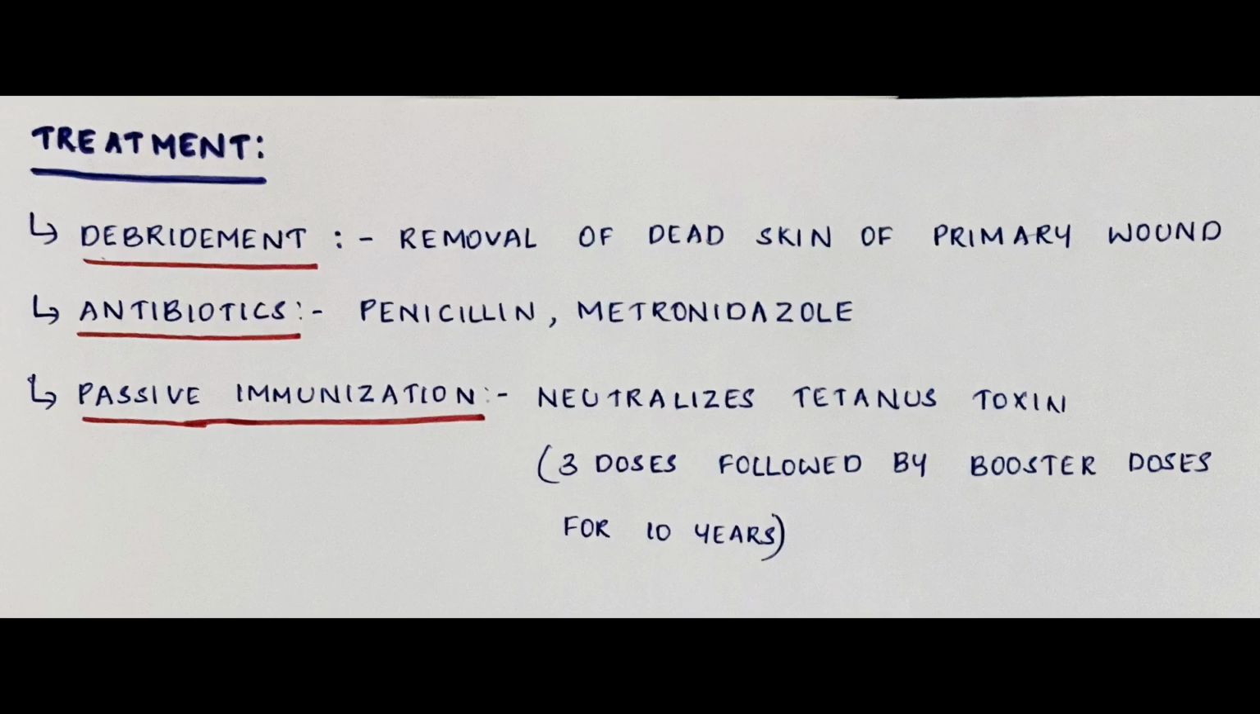Treatment requires debridement, that is, removal of the dead tissue of the primary wound. Antibiotics such as penicillin or metronidazole are used to kill bacteria and reduce toxin production. Passive immunization neutralizes the tetanus toxin. Vaccine requires 3 doses followed by booster doses every 10 years.